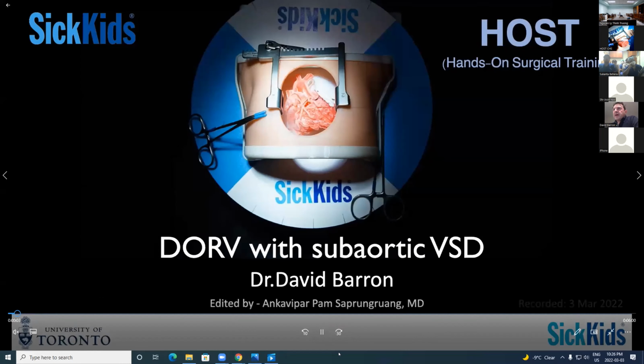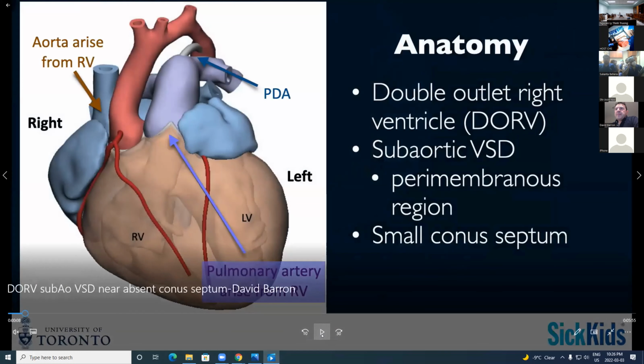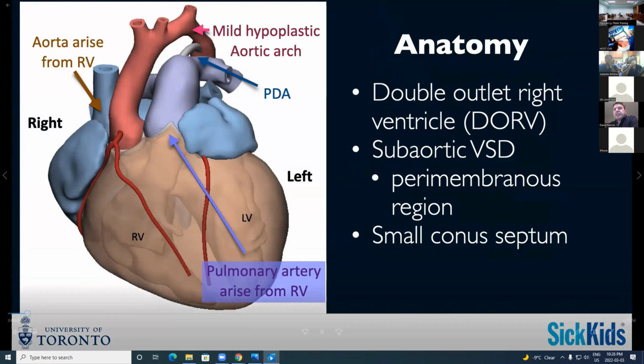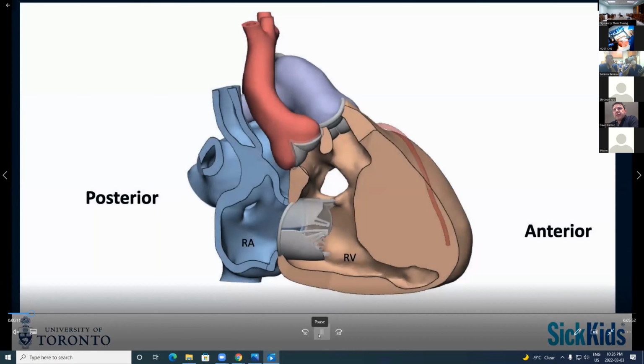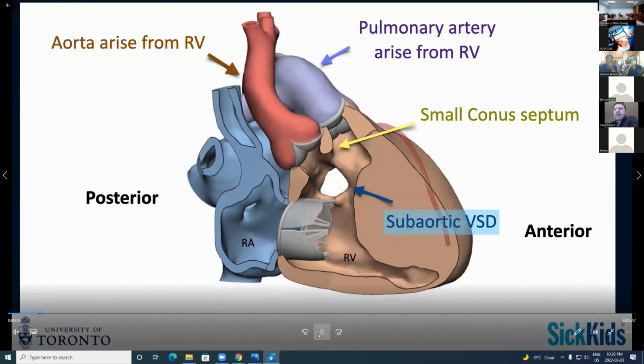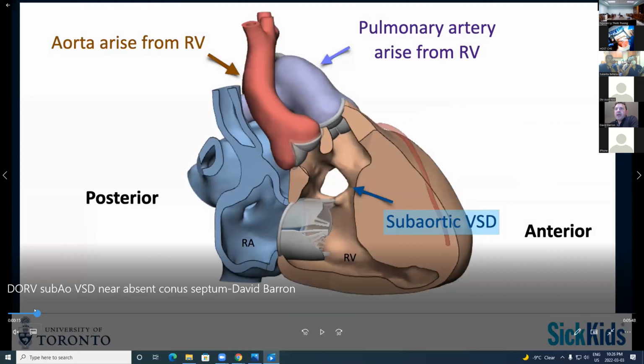So this is the second of your models that you'll have. This is really a sort of doubly committed type of defect. It's a moot point whether the VSD is really more subaortic than subpulmonary in this example, but you can still see that the pulmonary and the aortic valves are in fibrous continuity. There's a very small conal septum, virtually nothing between the two great vessels.